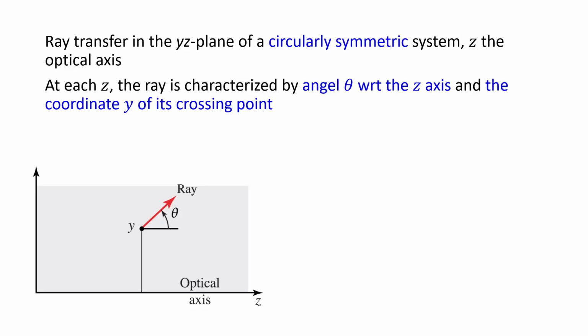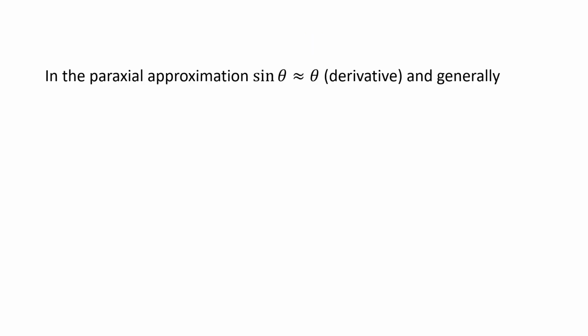Our problem is this. Given y1 and theta1 at plane z1, which is called the input plane, we want to find y2 and theta2 at plane z2, which is called the output plane. In the paraxial approximation, we can write sine of theta is almost equal to theta. And you should remember from calculus that the slope of a line is given by tangent of theta, which is approximately equal to theta for small angles.